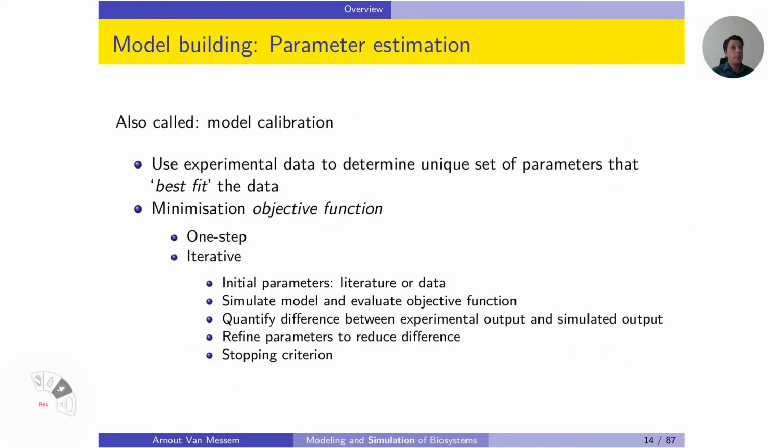Model building, parameter estimation is another thing that we will have to do with the model. We will have to estimate the parameters, basically find the optimal parameters for the model. So you will use the data set that you collected, and then you want to determine a unique set of parameters. That's important. You want the set of parameters to be unique, to have a single solution that is the best fit for the data.